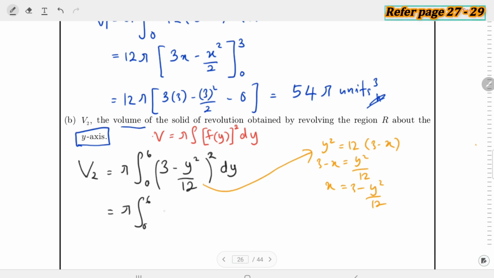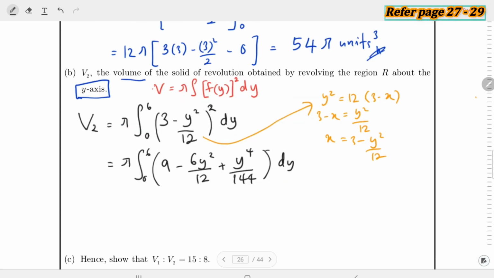So we are getting here (9 − 6y²)/12 + y⁴/144 with respect to y. Has the function been simplified? Yes. Okay, so now we are integrating all of them.